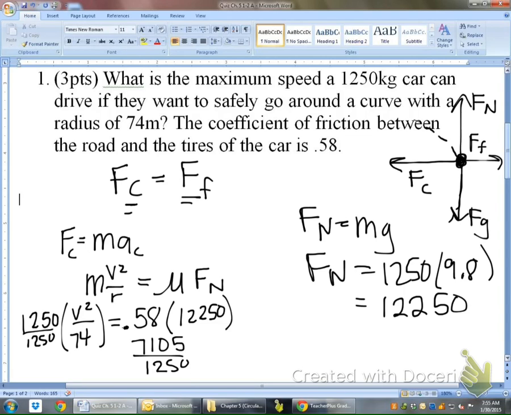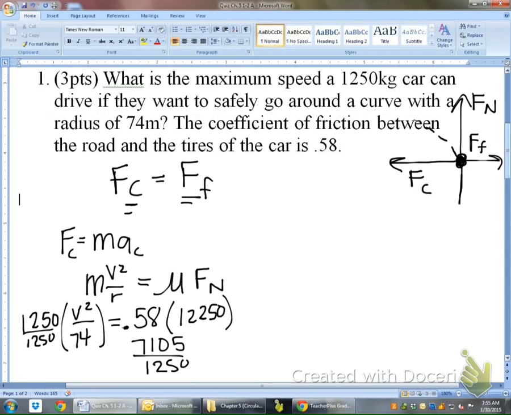I got 5.68. Okay, I'm going to give myself some more room here and move our equation over to the right side. So on the left we have v squared over 74, and that equals, what did you say, 5 point something? I have 5.68, so I don't know if you want to round it. No, that's fine. All right, are we clear with this so far?